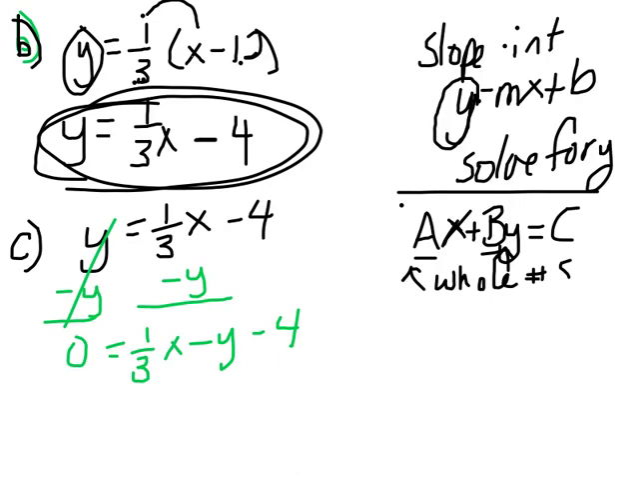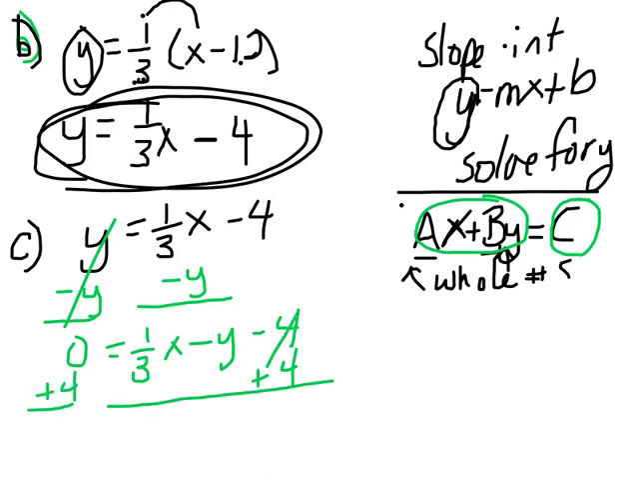Okay, so if you notice the way this form runs, the x and the y are on one side, and then your constant, your plain old numbers, on the other. So why don't we move that 4 to the other side? So now I have 4 is 1/3 x minus y.